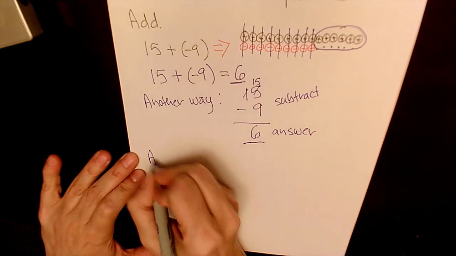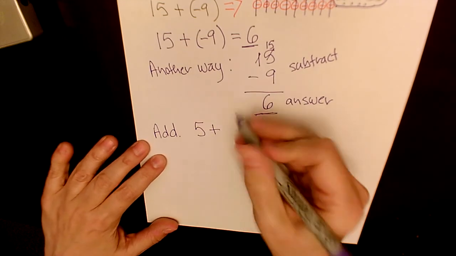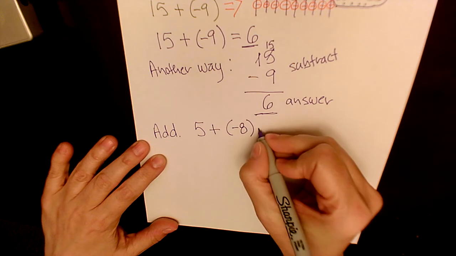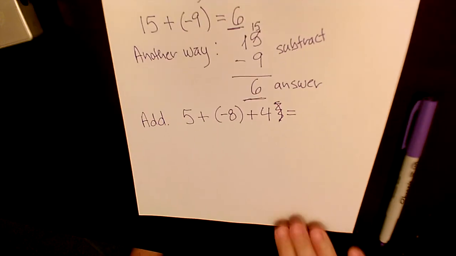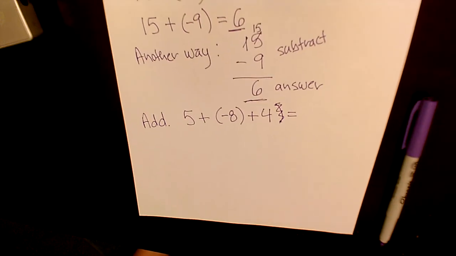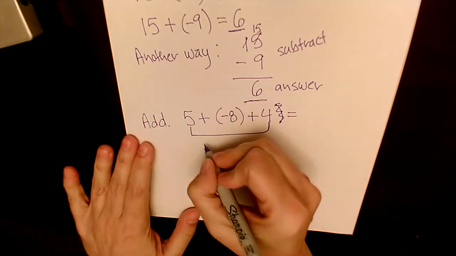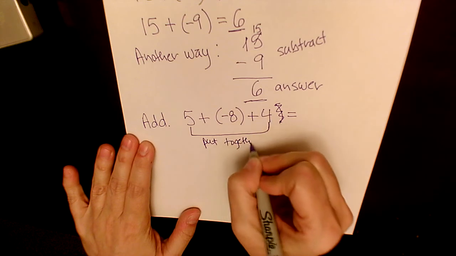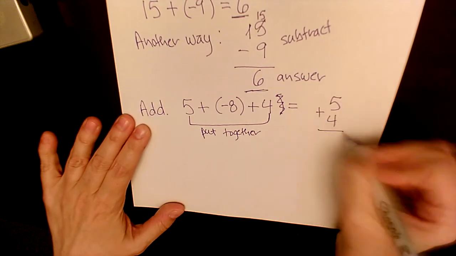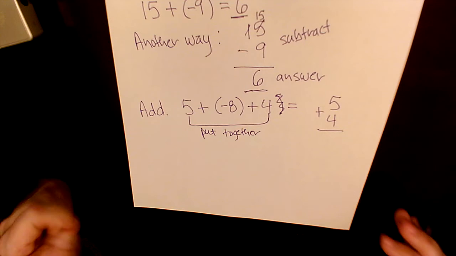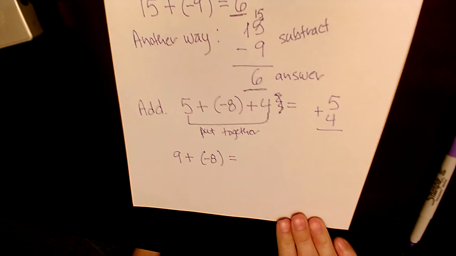Let's do a triple, because you might see one of these on your homework. So I've got 5 plus negative 8 plus 4. So what I like to do is I like to put all the positives together. Got 2 I'm going to put together, and I'm just going to add them together. They're both positive, so I'm going to take 5 and add 4. Both positives, just add them regular. And 5 and 4 is 9. And then I'm going to bring down the negative 8.